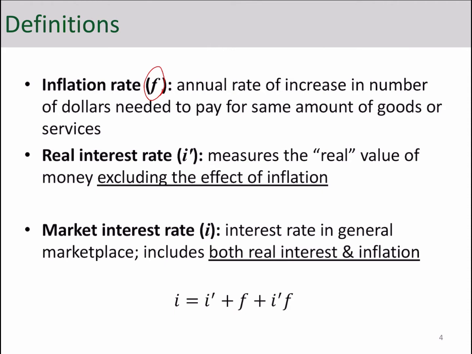The interest rate in the general marketplace, when you see interest rates advertised on banks or on any other advertisement, those interest rates are typically market interest rates that include both the real interest rate and the inflation. So for example, if the bank tells you that we're giving you 5% interest rate, that means part of that 5% is going to cover the inflation, and part of it is going to be the real interest that they're going to gain from maybe putting your money in a savings account in that bank.